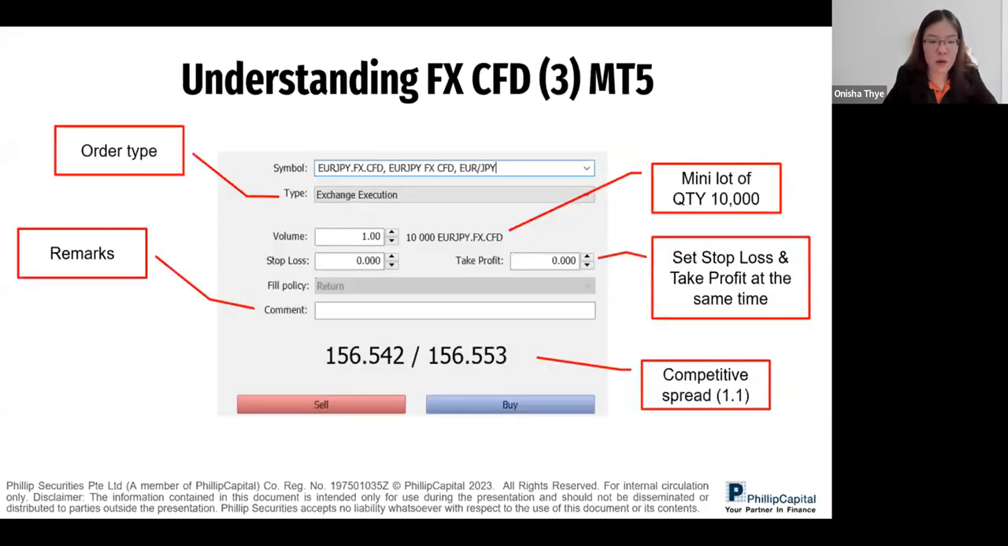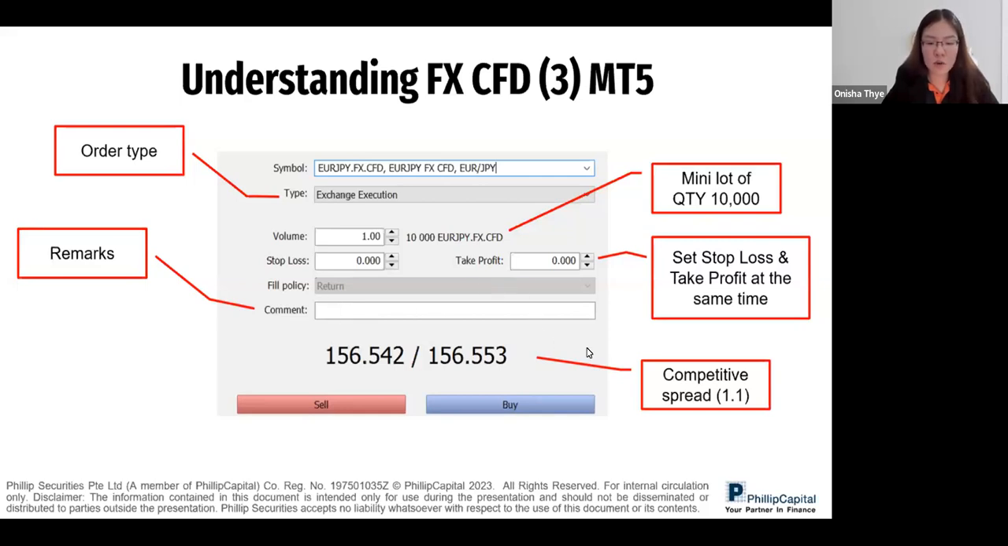Now we have our new platform, which is MT5. Here is the MT5 order ticket, where this is the Euro Japanese yen ticker. Here you can choose your order type, whether it's a pending order or exchange execution. Exchange execution here means the market order. Here it also shows that all of our FX CFD contracts are based on mini lot, which is a quantity of 10,000. On our MT5 platform, you can set your stop loss and take profit at the same time. Here is also a comment section for you to write whatever you want.